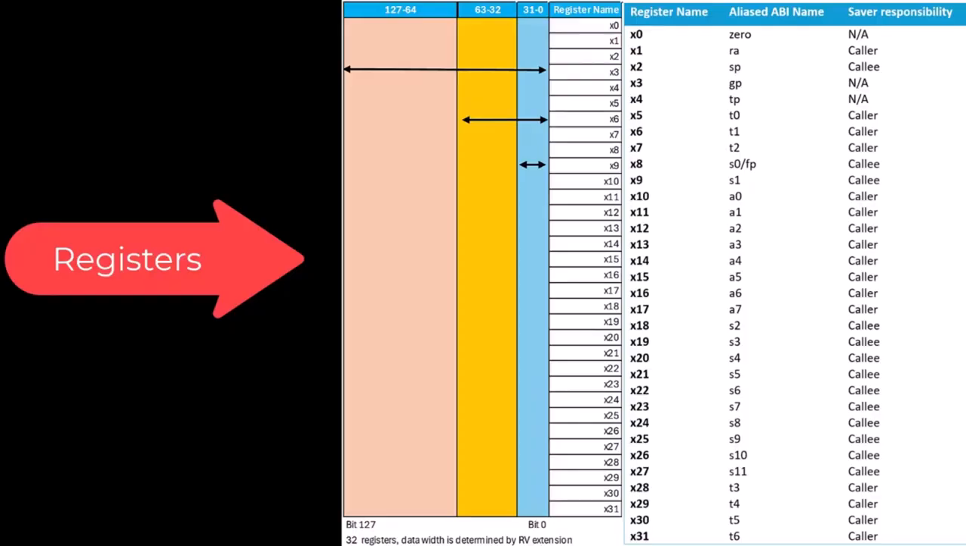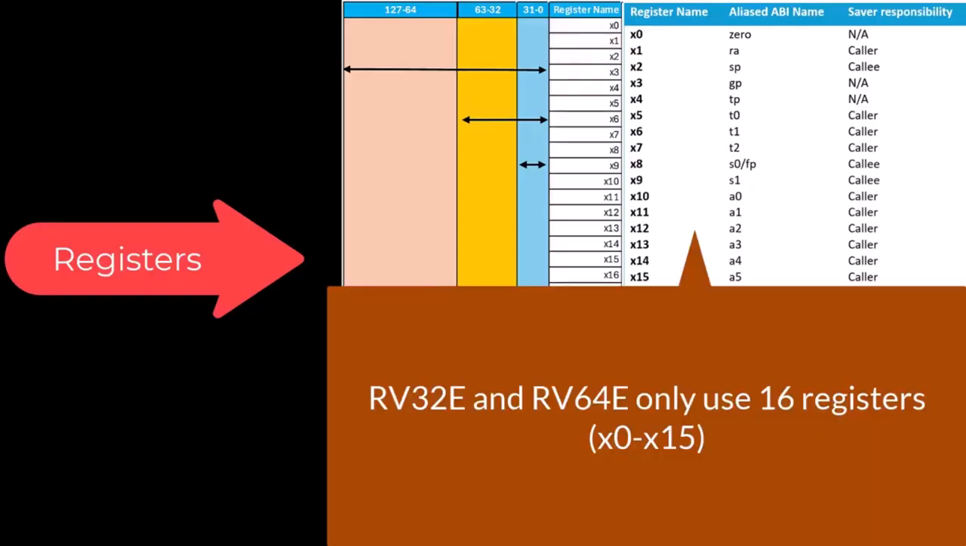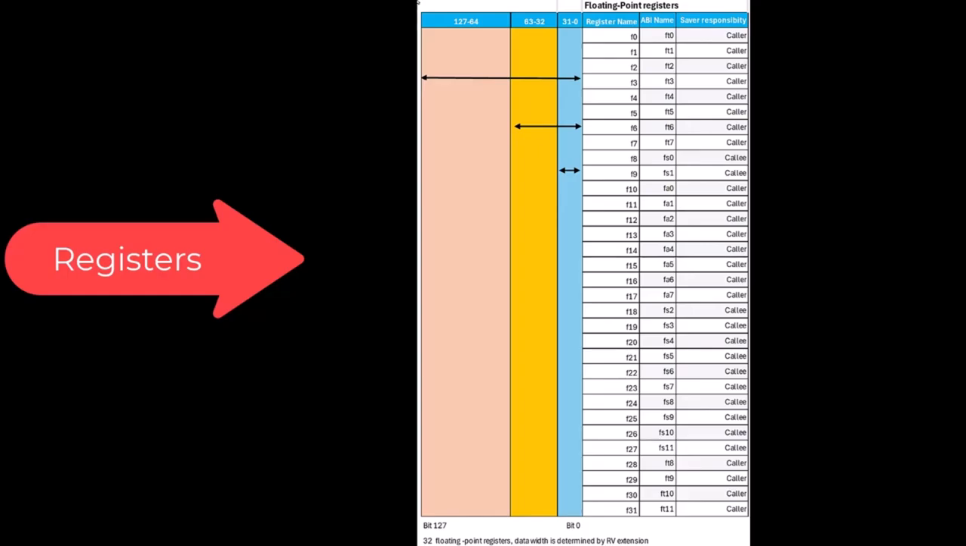The term xlen refers to the data width: 32, 64 or 128 bits. Note that RV32E and RV64E have 16 registers. The non-contiguous register layout is for consistency between register sets. There are also 32 floating point registers that are accessible to the programmer in floating point capable processors.